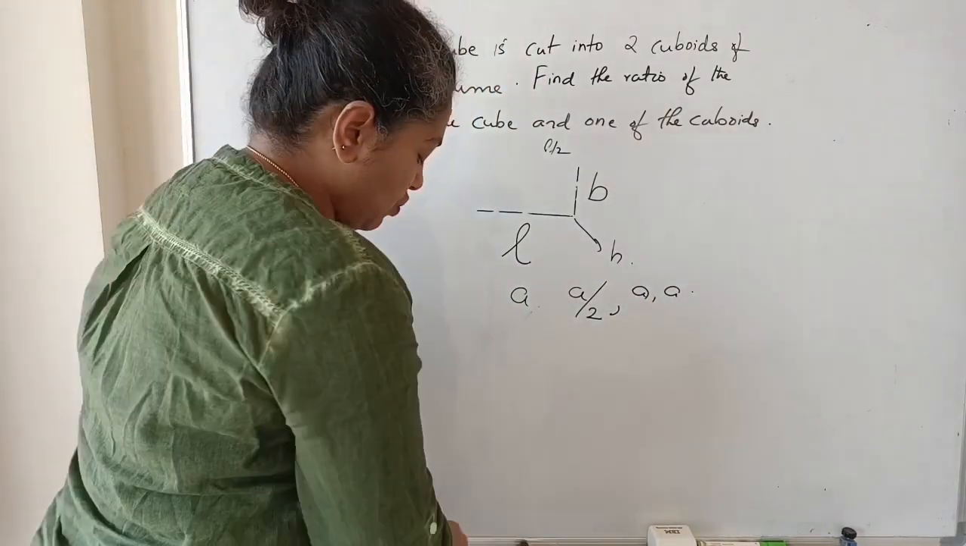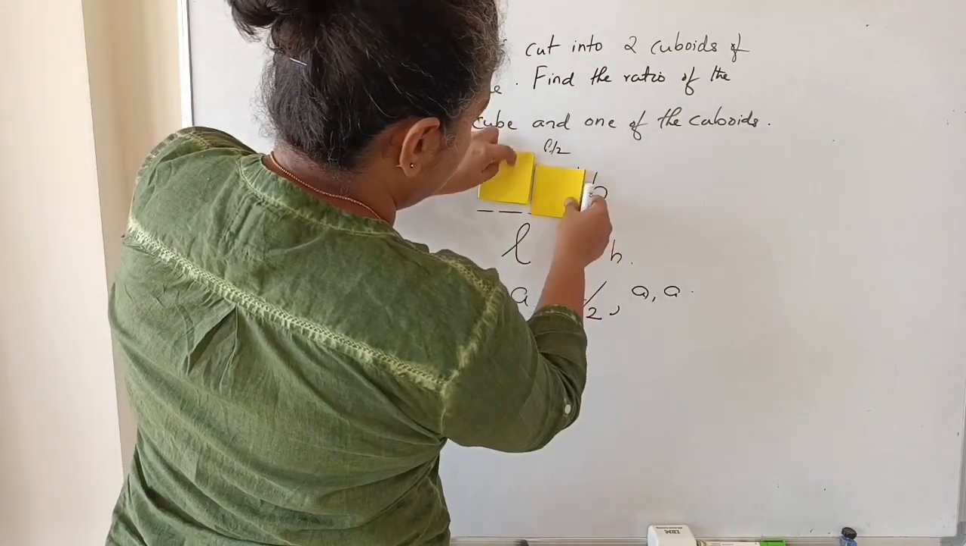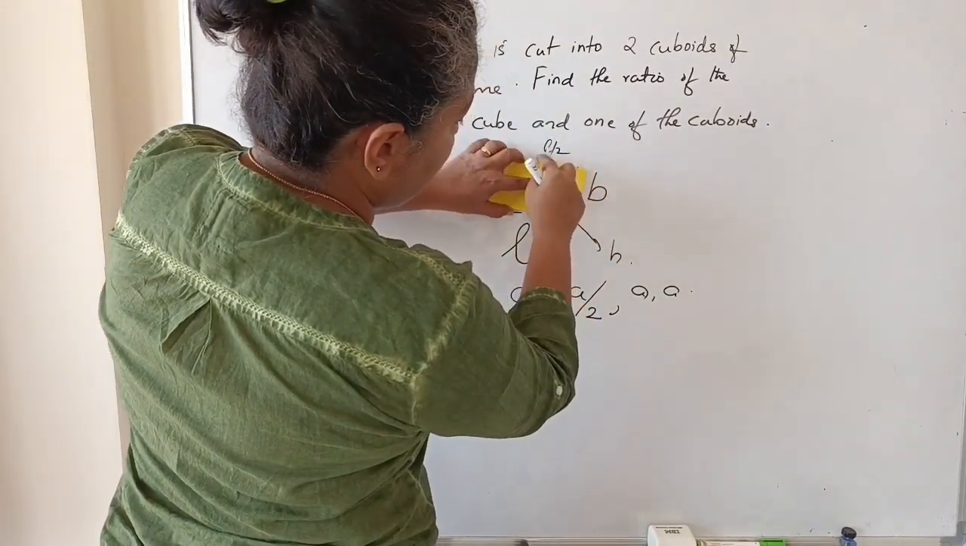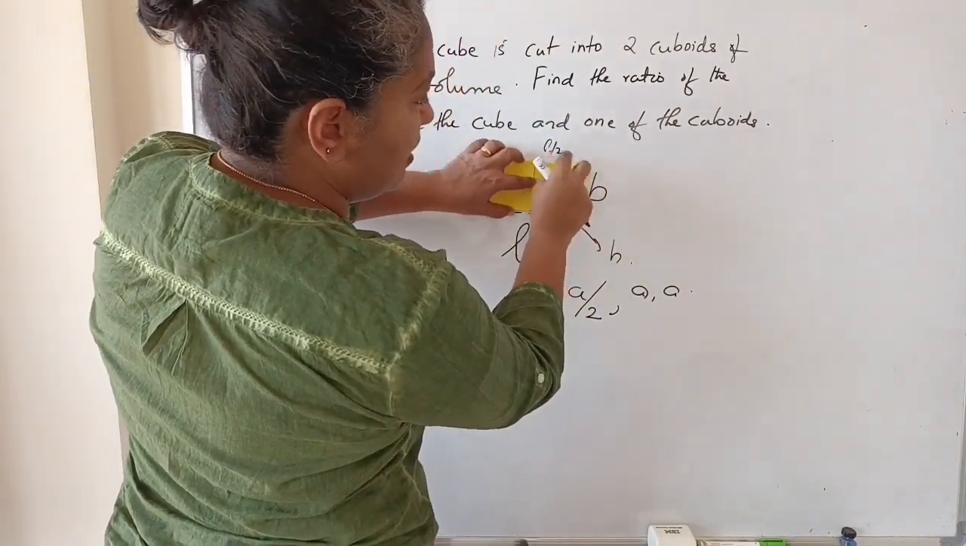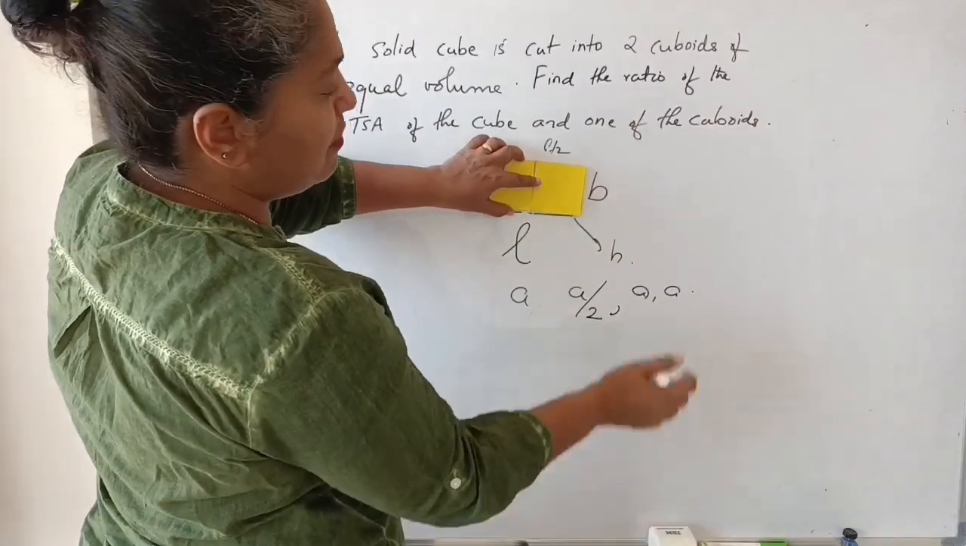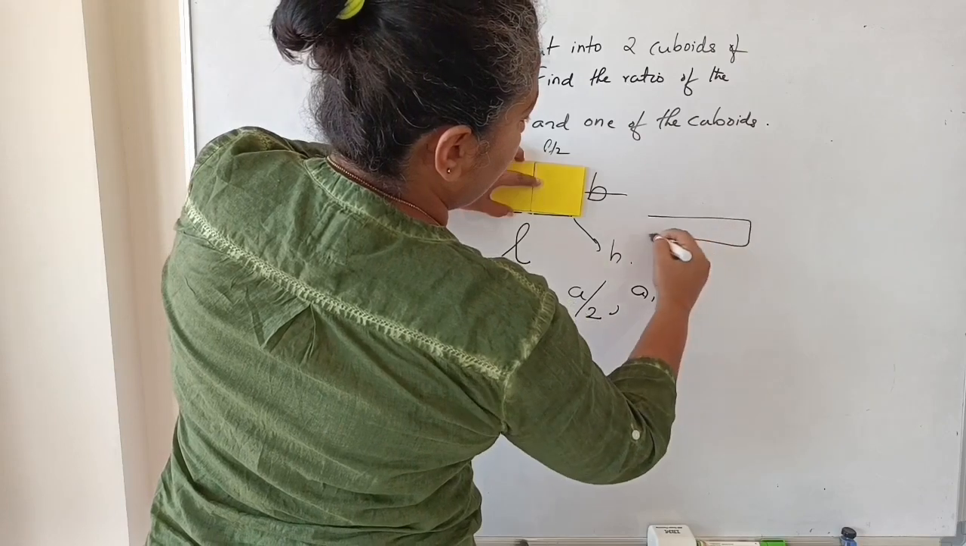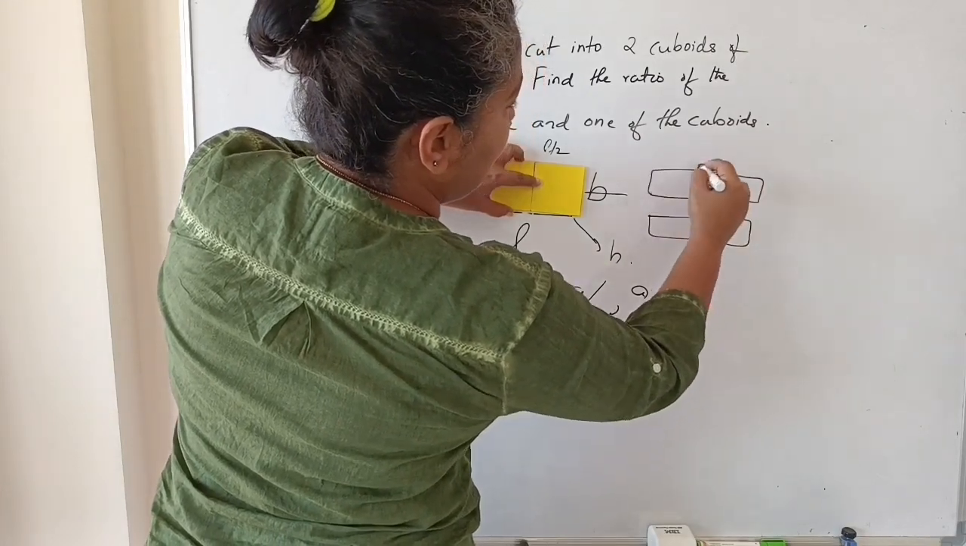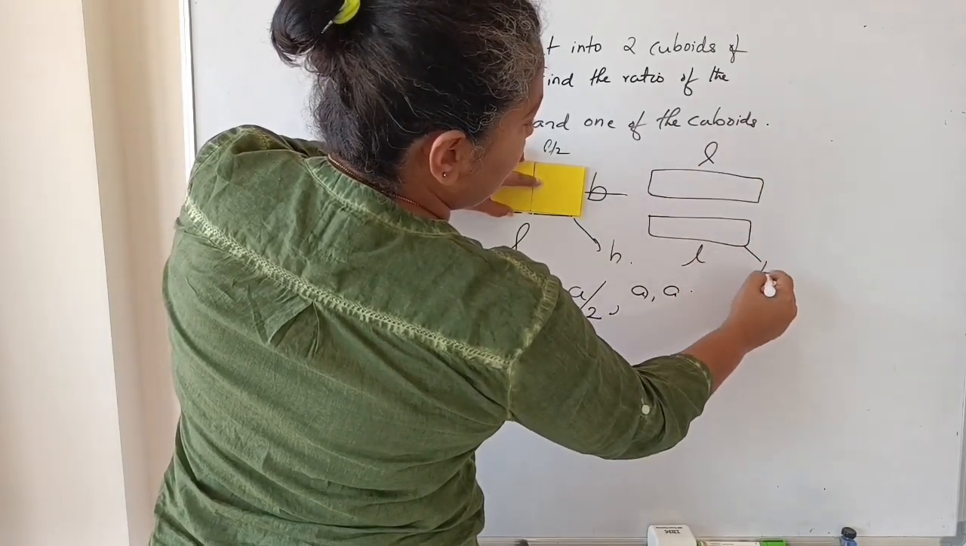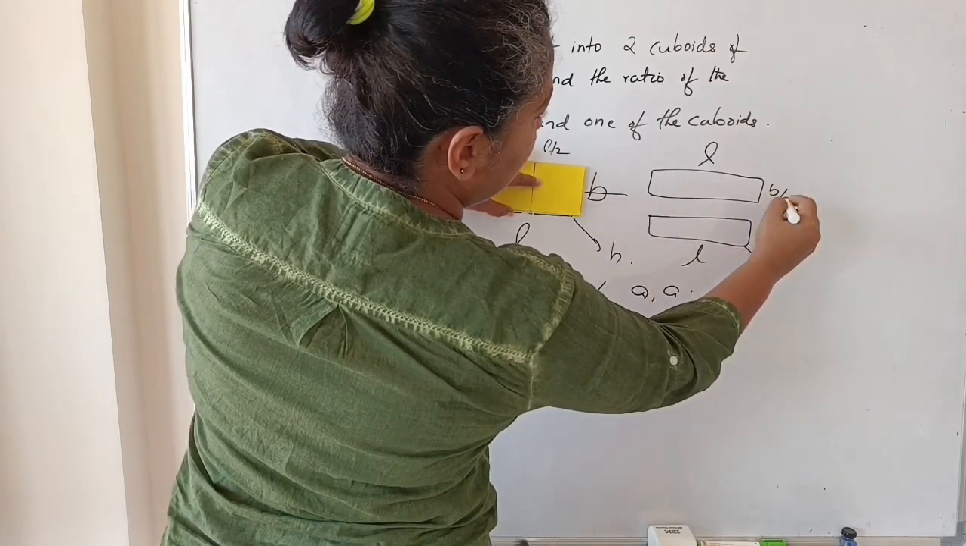Okay. In the case of a cuboid, if I am making the cut along the length, it becomes L by 2, and the breadth and the height will remain the same. Suppose I need to cut the cuboid like this. So I get two cuboids like this. My length will remain the same. My depth will remain the same, but my breadth will become B by 2.